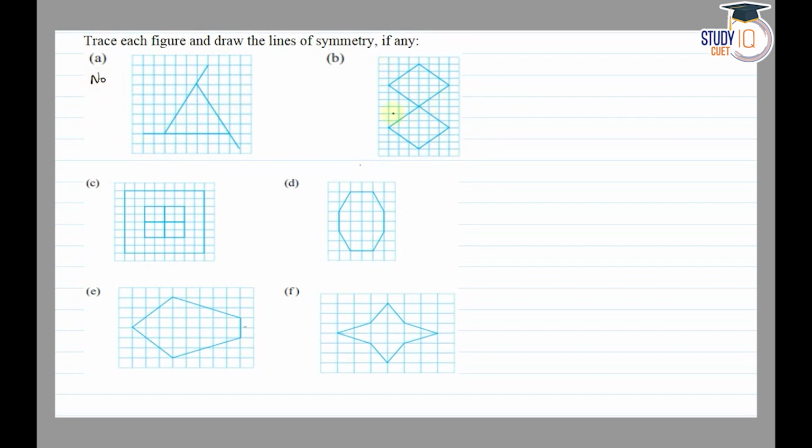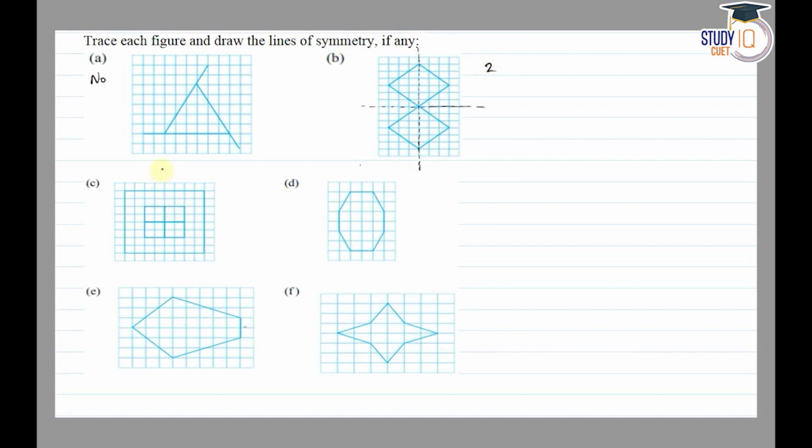Part B. Here it's symmetric about a horizontal line. About this line, the upward direction and downward direction, both shapes are exactly the same. So this is a line of symmetry, and this figure is also symmetric about a vertical line. So here there are two lines of symmetry.